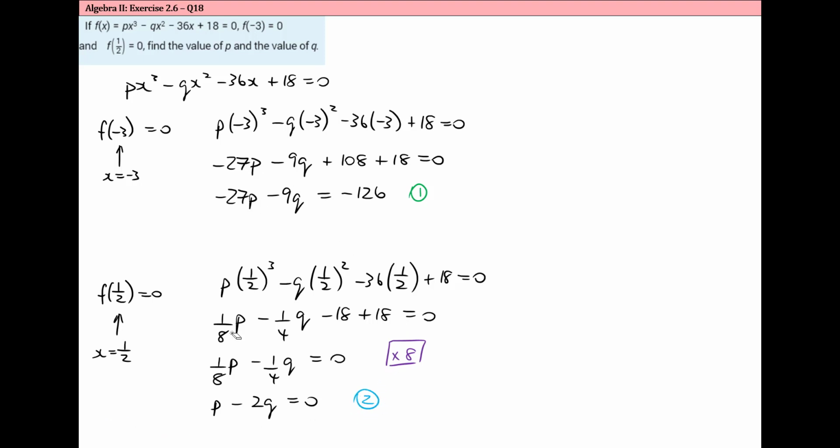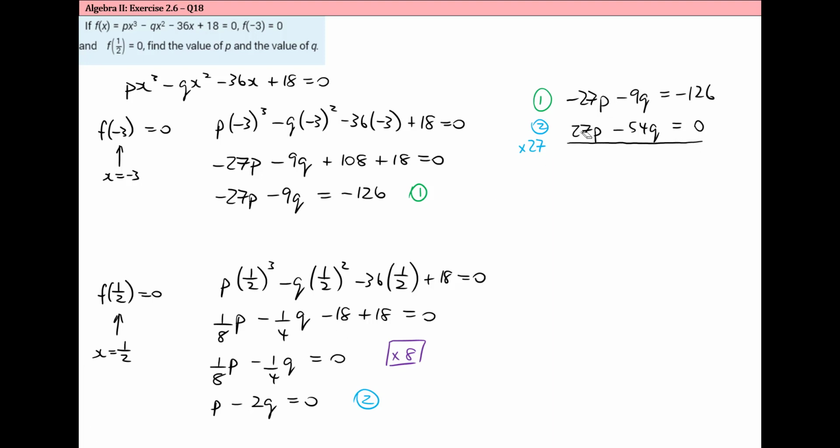So to solve for p and q, I have two equations with two unknowns, so I'm going to do a simultaneous equation. I'm going to take equation 1, so minus 27p minus 9q equals minus 126. And then I'm going to multiply equation 2 by 27 to give me 27p minus 2q times 27 is minus 54q, and then 0 by 27 is still 0. I'm going to draw a line underneath and sum the lines.